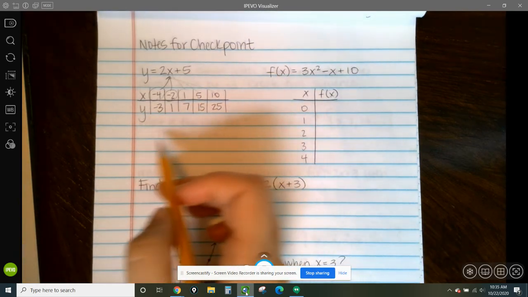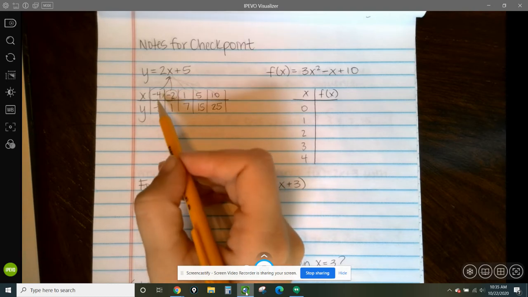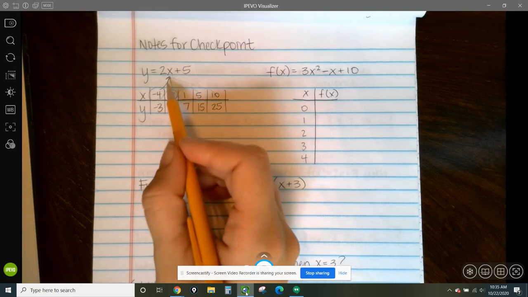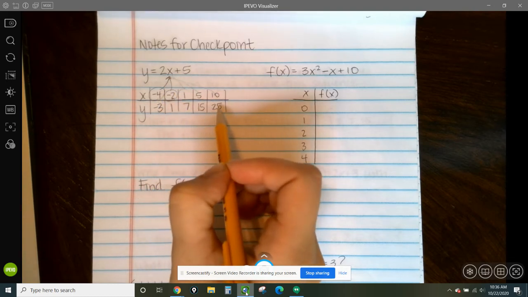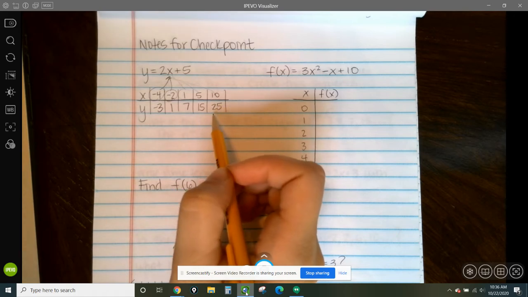If they give you a bunch of tables and ask you which one matches, you do the same thing. You plug in those x values and see if your y values match the ones that they gave you.